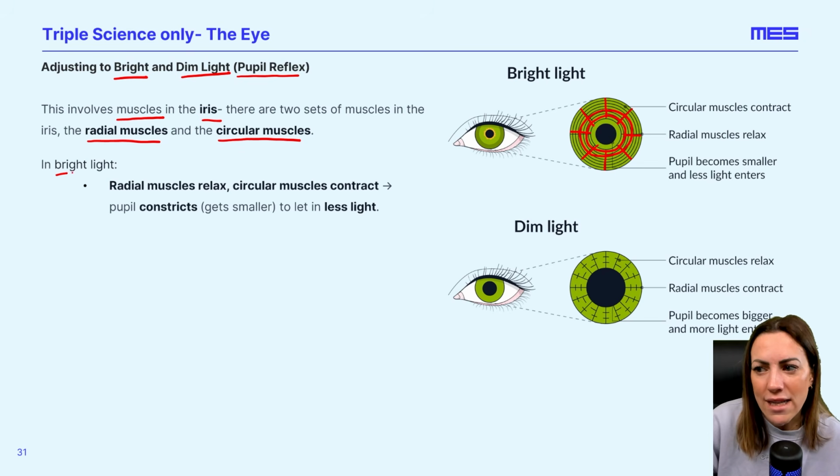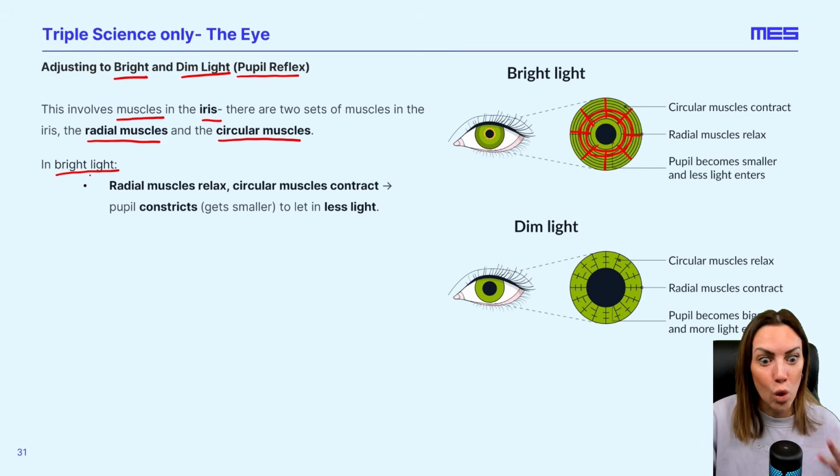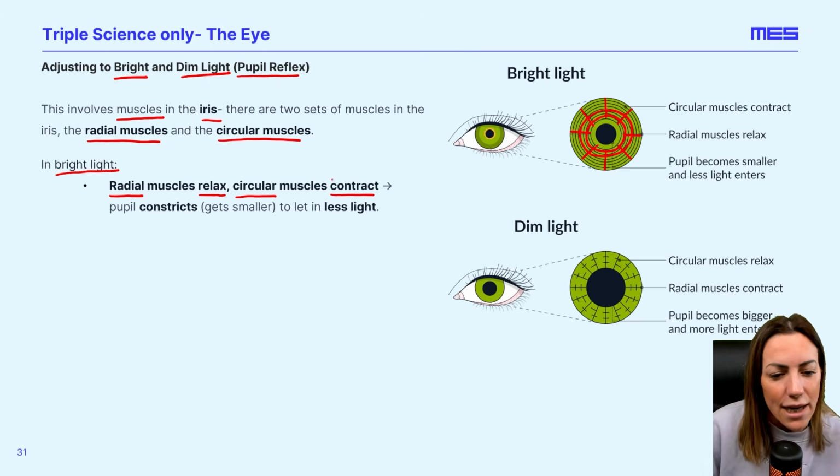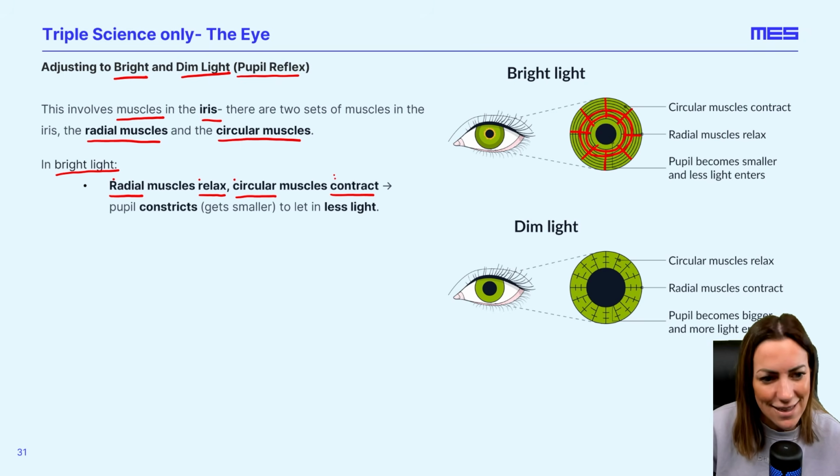Now, when you go into bright light, so maybe you walk into a room with really bright light or a high light intensity, the radial muscles in the iris will relax and the circular muscles in the iris will contract. Now, I actually think that's quite easy to remember because the letters match. So radial, relax, R and R. Circular, contract, C and C.